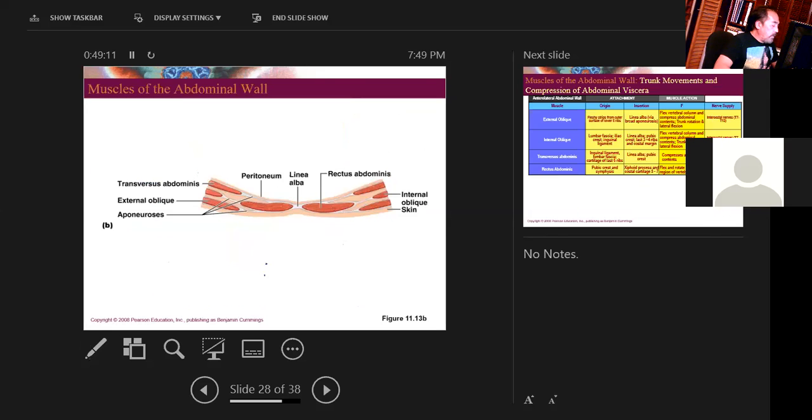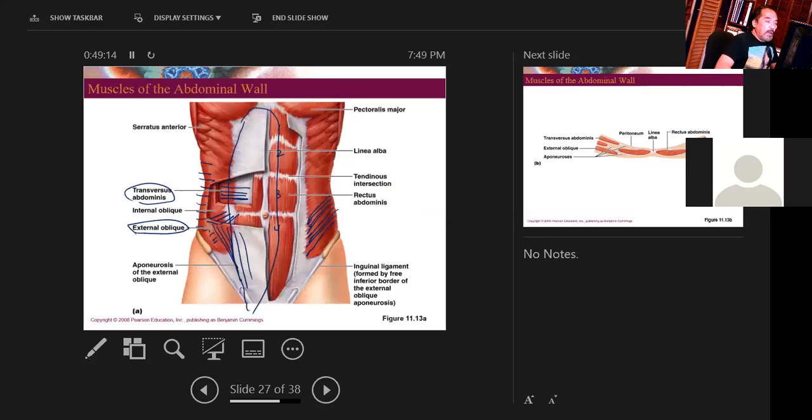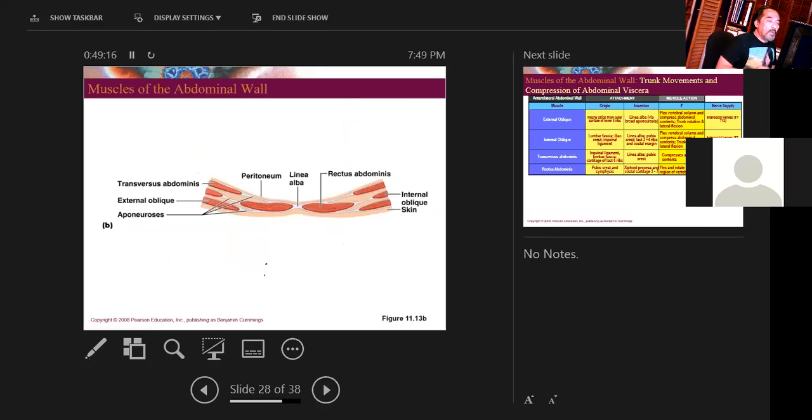Right, so I finished with the abdomen. If you take a look at the cross-sectional view of the abdomen, you've got 3 layers of muscle. And over here, some people like to call it the peritoneum, and linea alba, rectus abdominis. Okay, then moving on, finish with the abdomen.